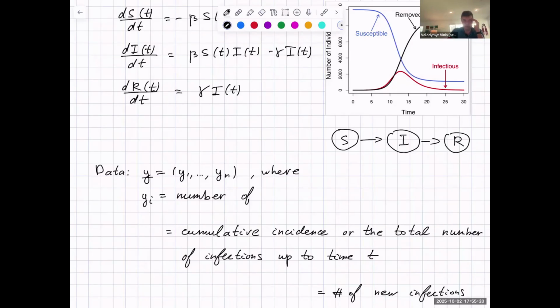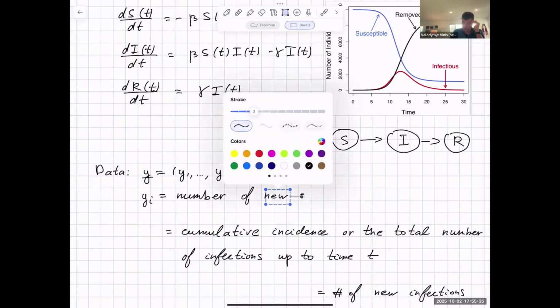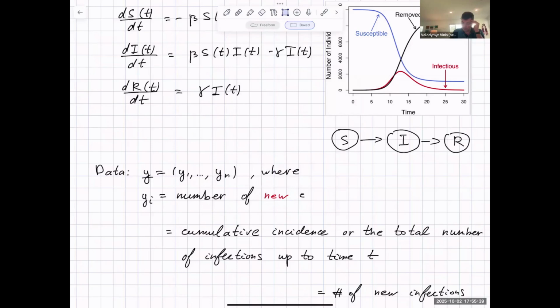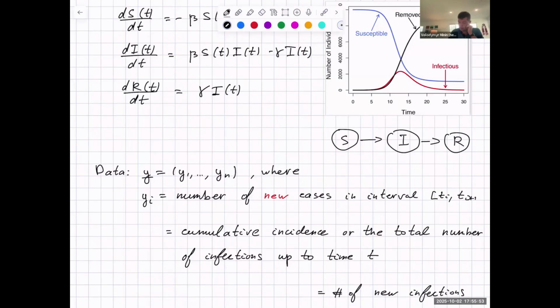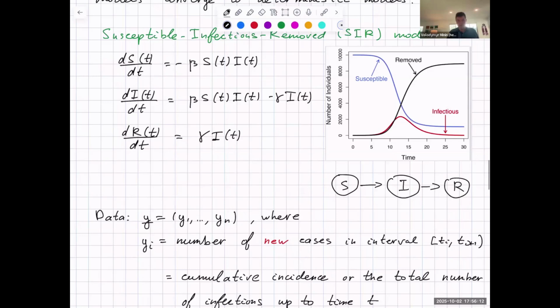The typical data that you have seen also during the pandemic is the vector y, and it's a time series, where y_i is the number of new cases in interval t_i to t_{i+1}. And usually that would be just a week. But in general, I just want to put some time points. Typically cases would be reported, so this is during that week, we have seen 20 cases, 50 cases, and so on. That's annoying because this is not an object that we have in these differential equations.